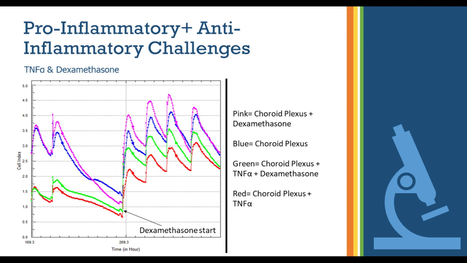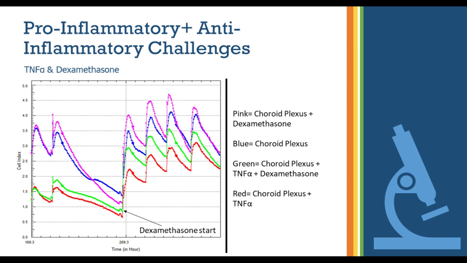So here again, this is a really busy graph, but the pink and blue traces in the very beginning on the left side, so you have the line dividing the graph. If you look to the left side of that, the left side is the TNF-alpha challenge. So in the top part on the left, you see the pink and the blue, and those are the choroid plexus plus media, it's just choroid plexus at that point in this graph. And right below it in the red and the green, you see the choroid plexus plus TNF-alpha.